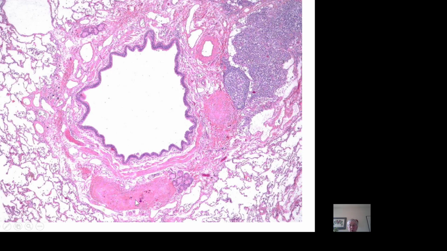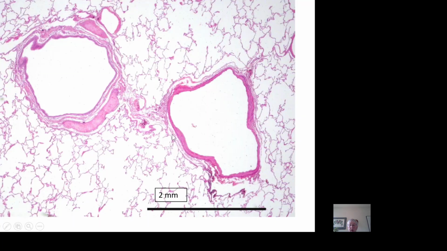This is a smaller subsegmental airway, you can tell because it still has cartilage in it. It shows the respiratory epithelium, the muscle, and the space in between the basement membrane and the muscle, so the subepithelial space. Over here is a lymphoid aggregate, which is quite commonly found adjacent to airways and is part of the immune system.